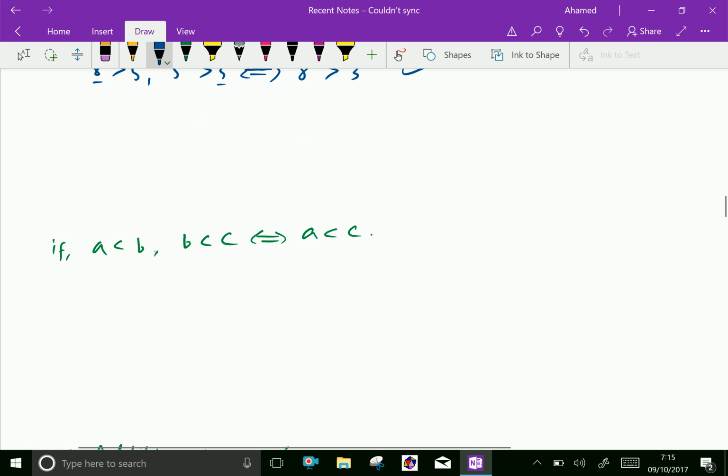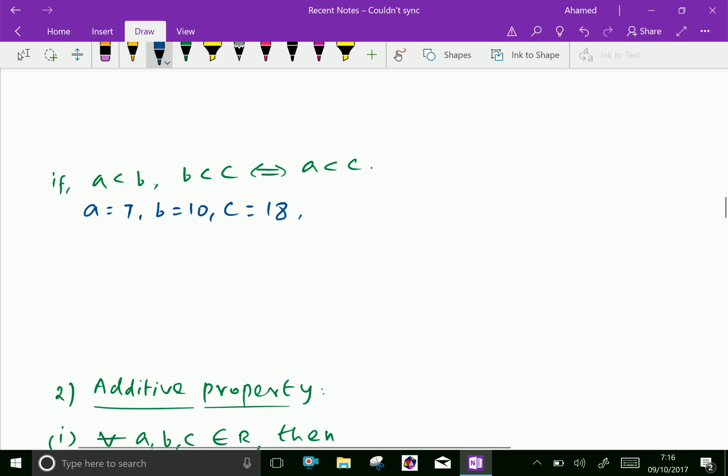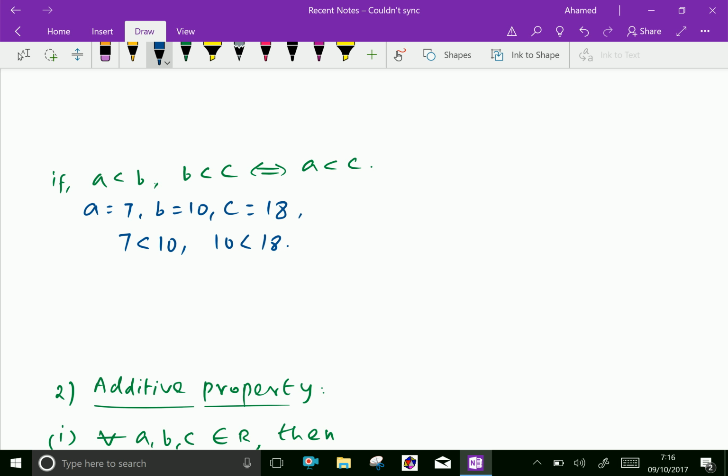Now let us take one more number. Here A is 7, B is 10 and C is 18. Here A is lesser than B, means 7 is lesser than 10, and B, 10 is lesser than 18. Then we can say from here the condition A is lesser than C. A is 7, of course lesser than C which is 18.